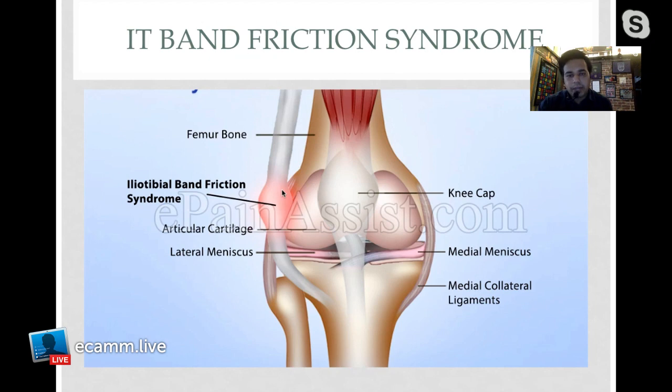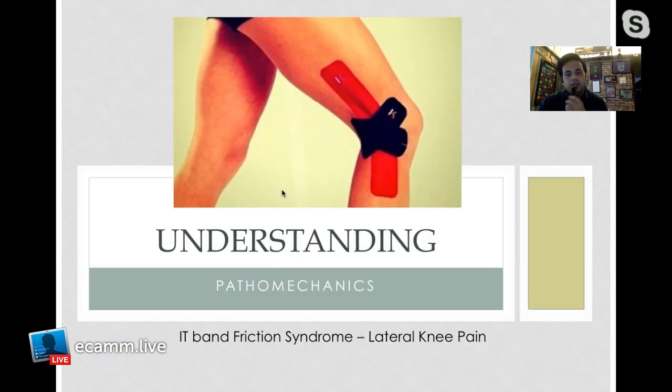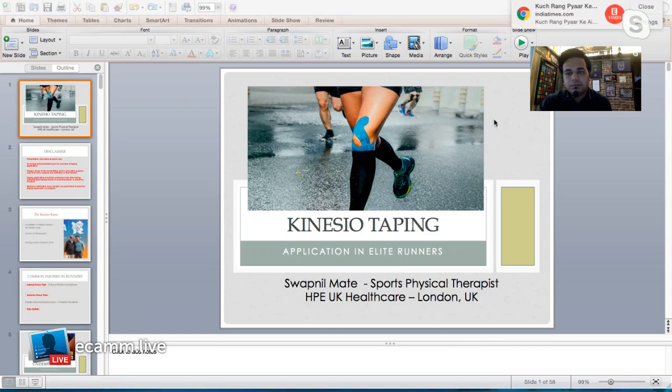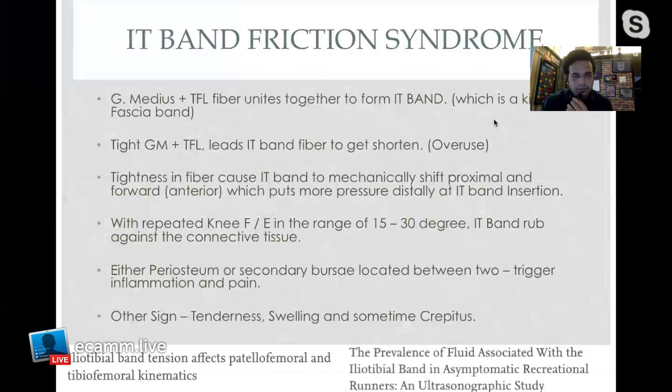Now let's get into the mechanics of how exactly it happens. So before understanding any kind of lateral knee pain, let's go through the pathophysiology of IT band friction syndrome. As we know, the gluteus medius fibers combine with the TFL and unite together to form an IT band. Whenever you have any kind of overuse by doing the same activity repeatedly, the tight gluteus medius and TFL lead the IT band fibers to get shorter in length.